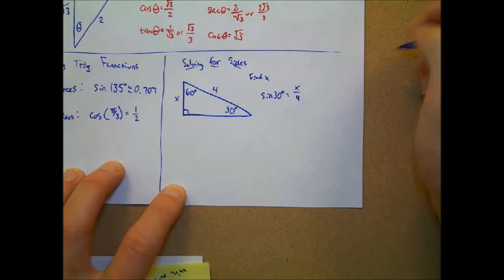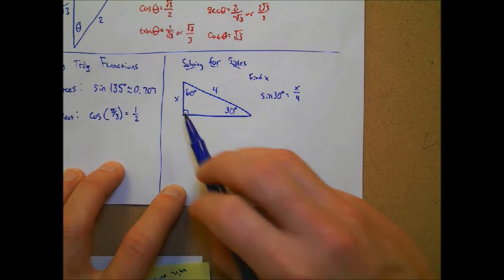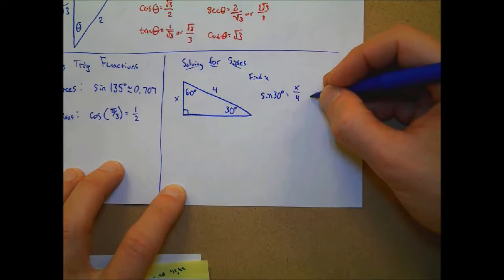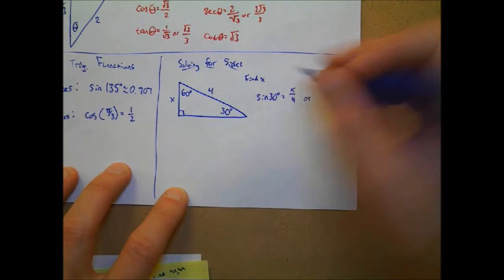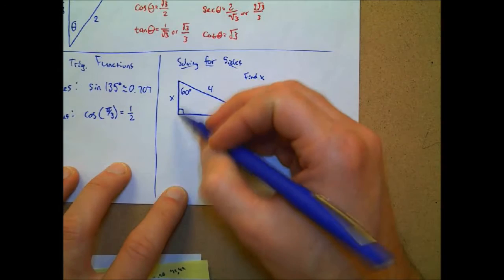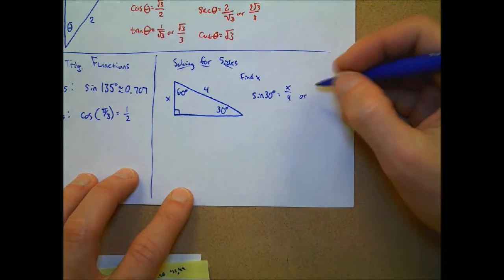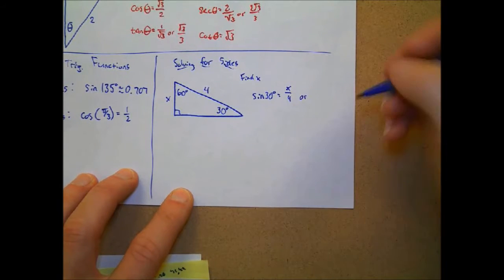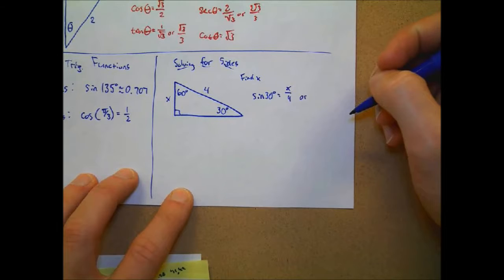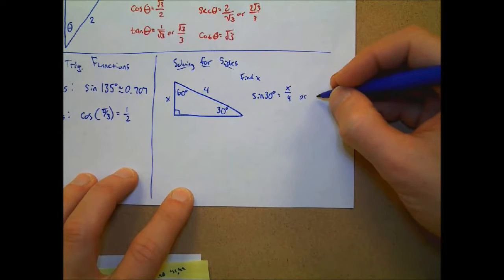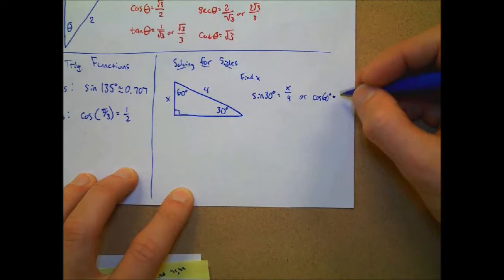But that's not the only option we had. We also could have used the 60-degree angle. What is the x side in relation to 60 degrees? It's the adjacent leg, and the 4 is still the hypotenuse. So what trig ratio uses adjacent and hypotenuse? Cosine. So alternatively, we could have said cosine of 60 degrees equals x over 4 as well.